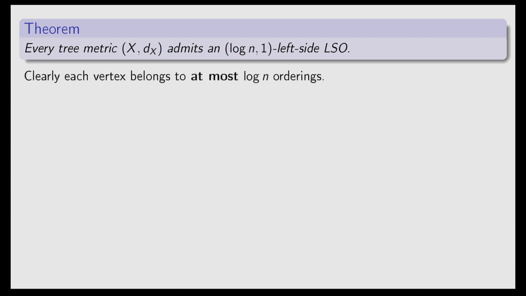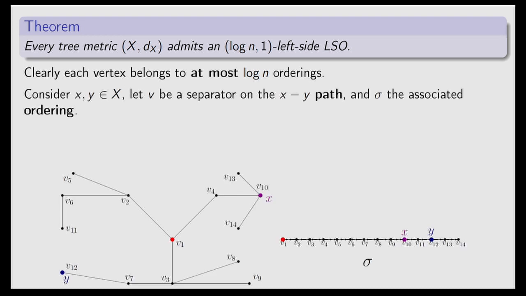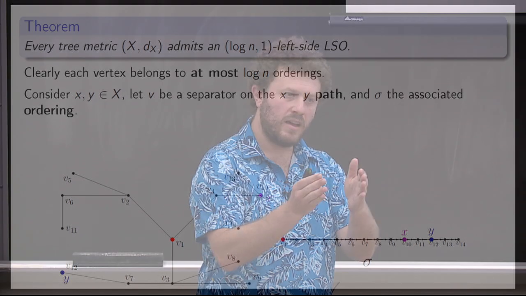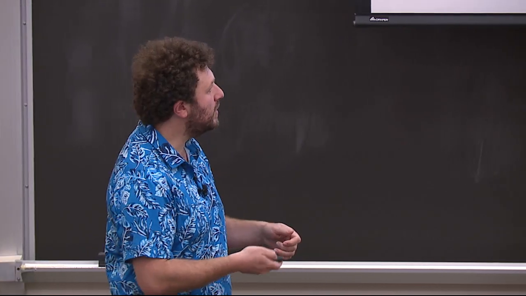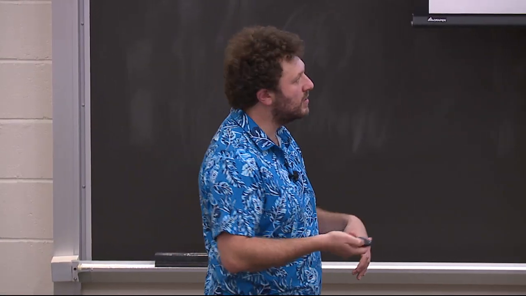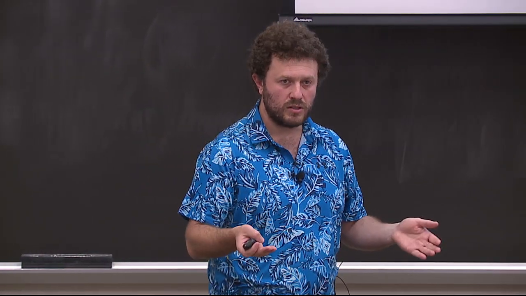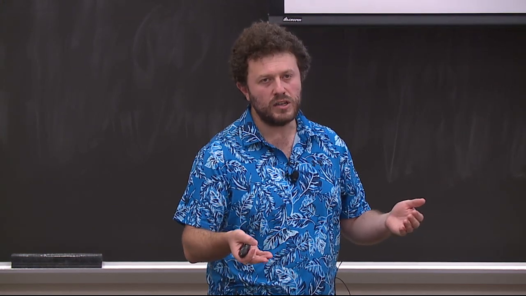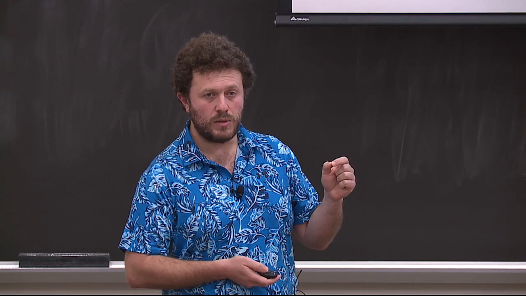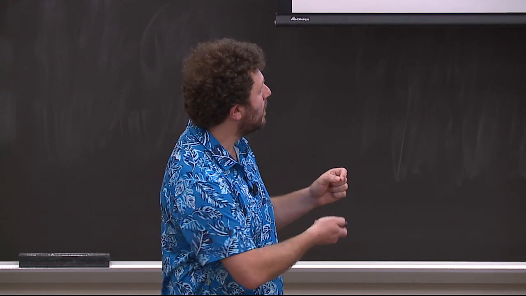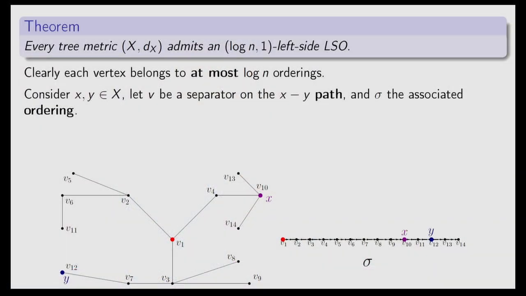Now let's see the second property. So consider a pair of points x and y. I should argue that in some ordering, all the points that come before x and y are closer than x and y. So the ordering that we consider is the ordering where x and y fall into different connected components, or the first time, actually the only time, when we choose a separator on the unique path between x and y.